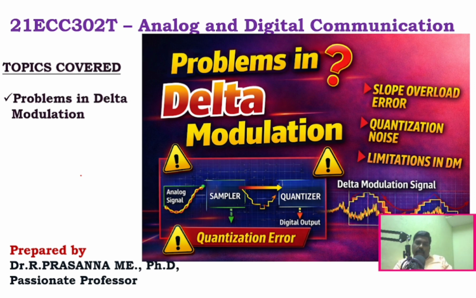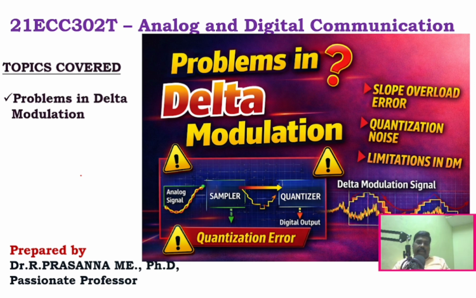Before going to this problem, I have explained very clearly what delta modulation is, and what the drawbacks of delta modulation are, in previous videos. Please go back and watch those videos so that you can understand the basic concepts of delta modulation, why it is called 1 bit per sample modulation, and what its drawbacks are. If you watch those videos and come to this problem, you can definitely understand it very easily.